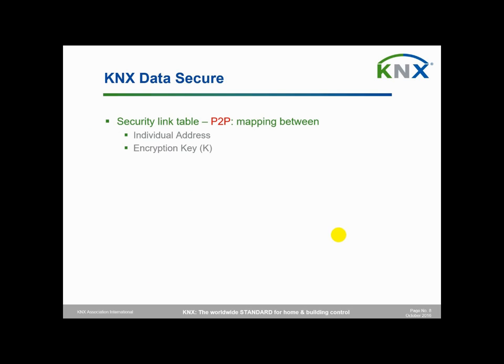Okay. About that security link table, an index or entry there can be used for point-to-point communication. In case of point-to-point, the security link table entry is a mapping between an individual address and an encryption key. In case the entry is used for multicast, this security link table entry is a mapping between a group address and an encryption key. So these are the two possibilities.